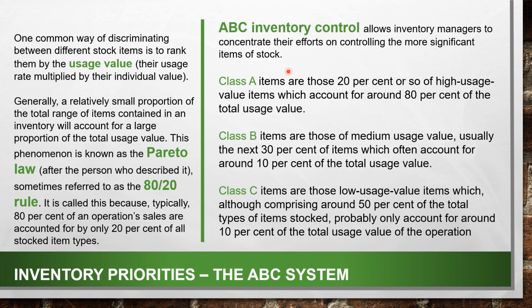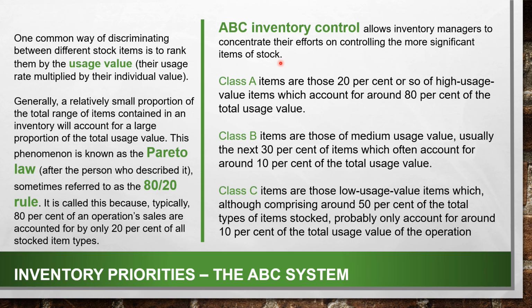So, we have here what we call the ABC inventory control. This allows inventory managers to concentrate their efforts on controlling the more significant stock items. In the ABC system, we classify inventories as Class A, Class B, or Class C. Class A items are those 20% or so of high usage value items that account for around 80% of the total usage value.